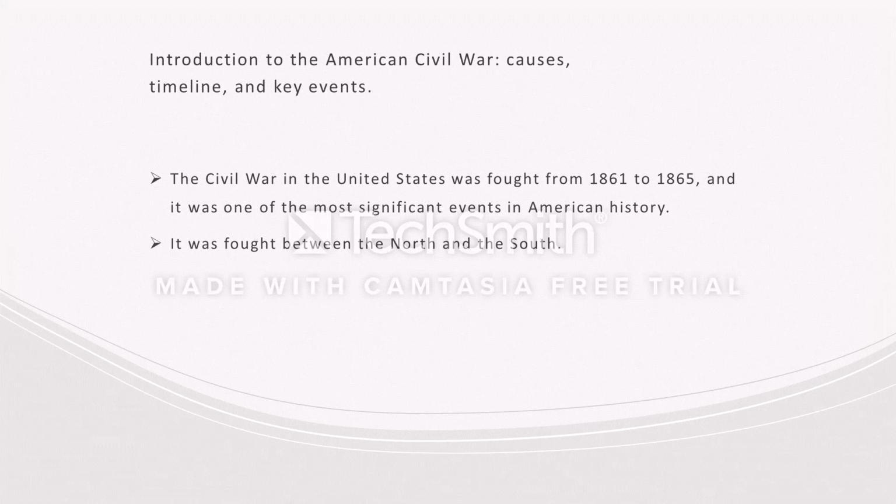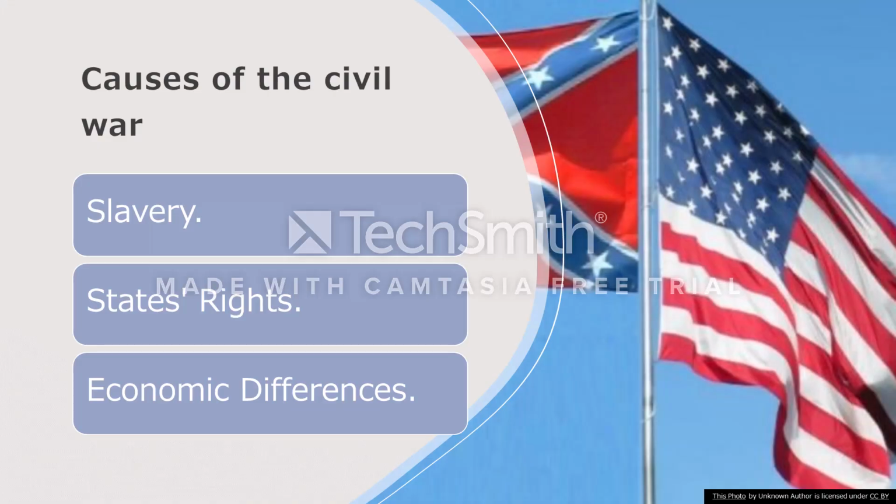Now, we know that the American Civil War lasted from 1861 to 65, and it was fought between the North and the South. The North felt like the country needed to be united. The Southern part refused because they felt like if they got united, they would lose their money, which was based on slavery and also farming.